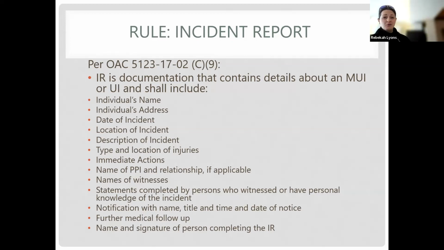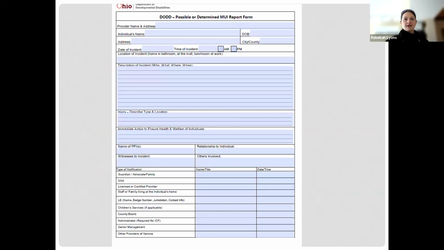So we'll look at the rule here for incident reports. I'll go to the next slide as we go through. This is a template that DODD provides. If you have adopted this as your own, that's fantastic. All of the required elements are on this. If you want to make your own, or your agency has made their own, that's fine too. You just have to make sure that, again, all the required elements are present.